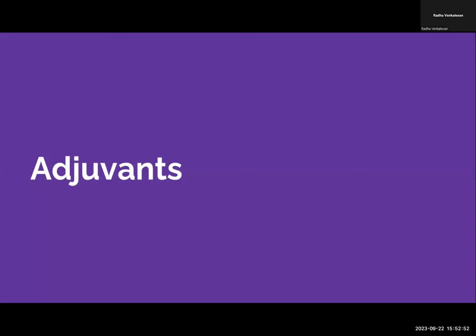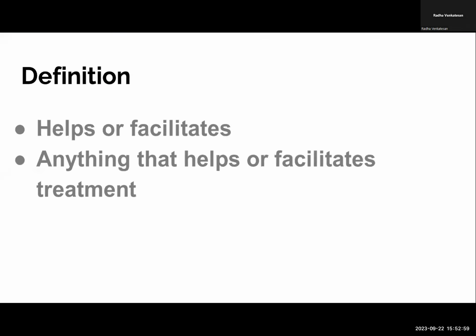Next comes adjuvants. We were seeing adjuvant in all these slides. So what is an adjuvant? Next slide. Definition: an adjuvant is something which helps or facilitates, that is the literal meaning. Anything that helps or facilitates treatment is called an adjuvant. Next slide.